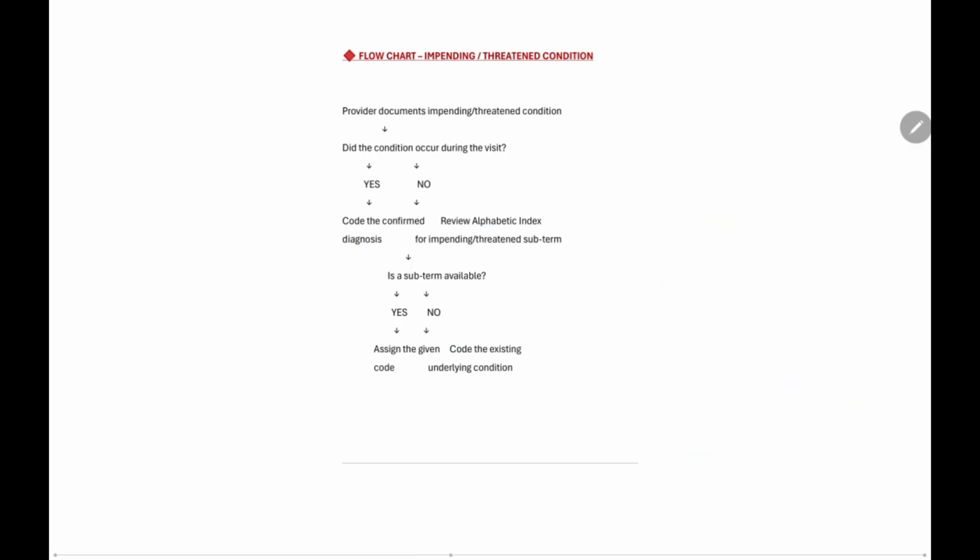So, flowchart for impending and threatened. The provider documents an impending or threatened condition. Then, did the condition occur during the visit? If yes, code the confirmed diagnosis. If no, at the time of visit there is no such condition, so we review and look for the terms threatened or impending as a subterm. If the subterm is available, then assign the code. If no, then code the underlying condition.